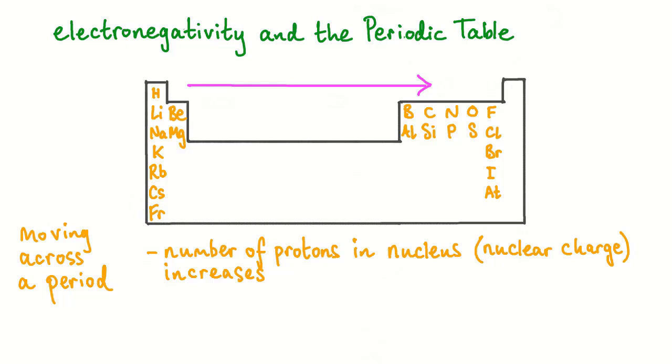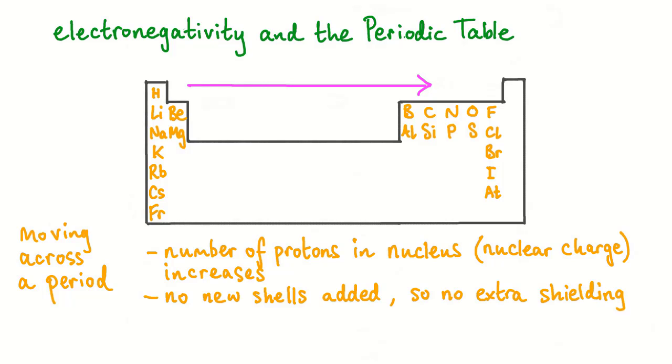This is because the number of protons in the nucleus, or nuclear charge, is increasing as we move across each period. There are no new shells being occupied, so no additional screening or shielding of the valence electrons occurs. Screening or shielding is when occupied inner shells reduce the effect of the nuclear charge on the valence shell electrons. A greater nuclear charge attracts bonding pairs of electrons more strongly.